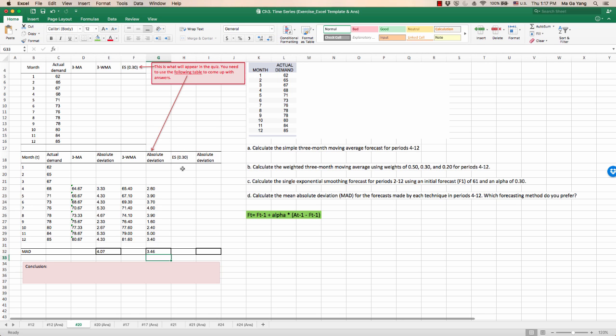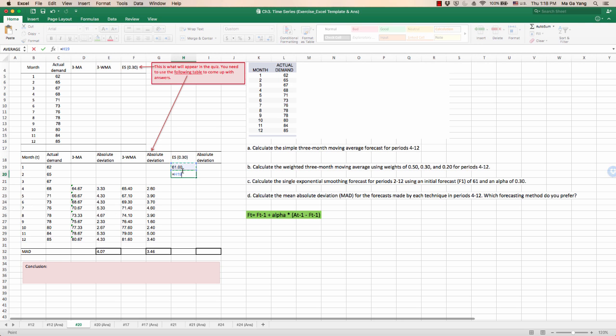Let's do the exponential smoothing with alpha 0.3. You have to note that for the exponential smoothing method, the initial value should be given, because f1 equals f0, but f0 is not given here. We don't know it. So we have to know the initial forecast, which is f1, which is 61. So you put the 61 here. From the second month, using the formula for exponential smoothing, Ft equals Ft minus 1 plus alpha times At minus 1 minus Ft minus 1. So F2 equals F1 plus alpha, which is 0.3, times A1 minus F1.